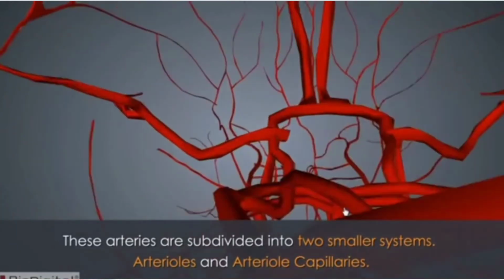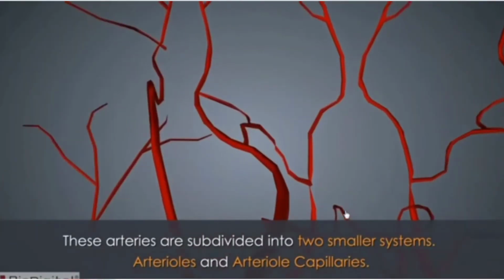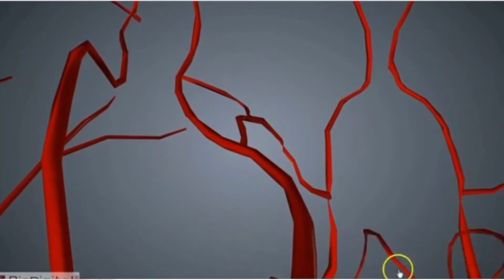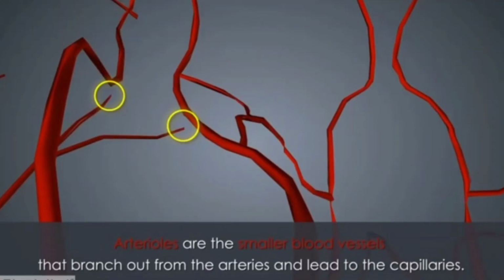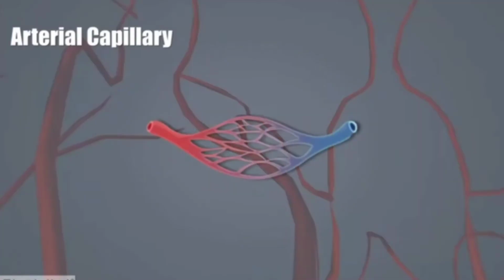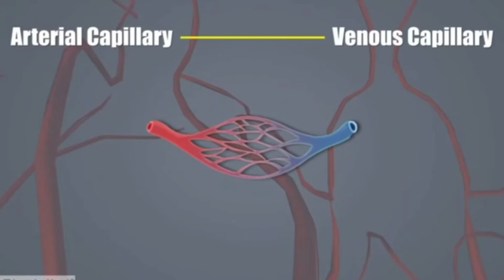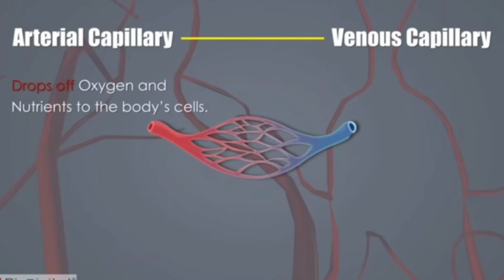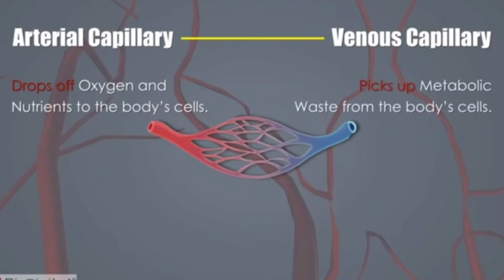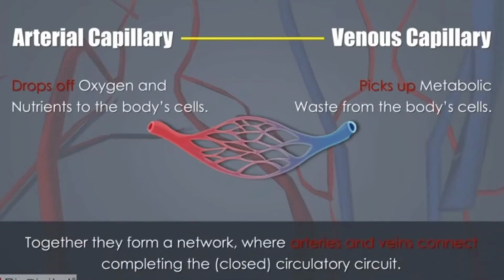Arterioles are smaller blood vessels that branch out from larger arteries and lead to arterial capillaries, which are the smallest blood vessels in the body. Arterial capillaries are connected to venous capillaries. The arterial side of the capillaries is dropping off oxygen and nutrients to the body cells. The venous side of the capillaries is picking up metabolic waste from the body and cells, and together they form a network where arteries and veins connect, completing the closed circulatory circuit.